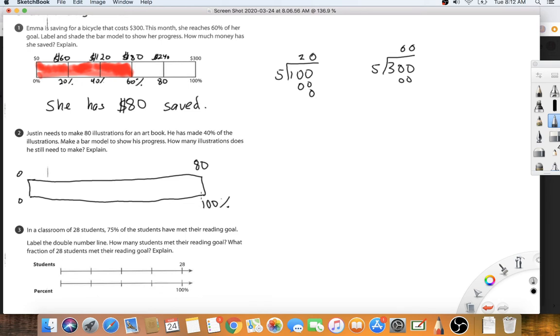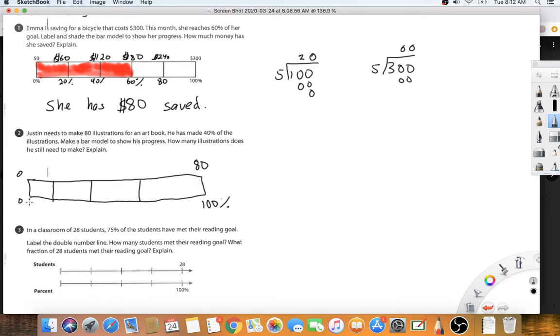Now for this one, we can make lines and divide it, but it depends. Like, what number can we divide the 80 into? We could divide it by tens, so we can have 10, 20, 30, 40, 50, 60, 70, 80. But that means we would have to have 8 lines. We can't divide 100 by 8 evenly, so we're not going to do it by that. So maybe we can do it by 20s, like 0, 20, 40, 60, and 80.